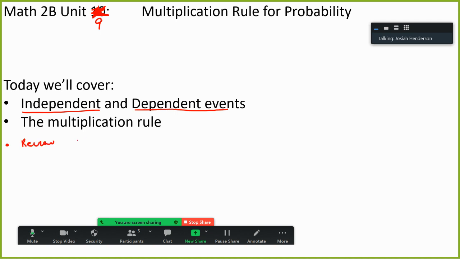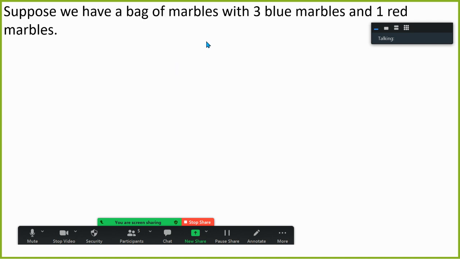So I want to review from last week, mutually exclusive, non-mutually exclusive, and then that way we can compare those to these new types, independent and dependent, and put them all together so we'll know better which case we're in and which rule or formula we need to use to solve our question. Okay.